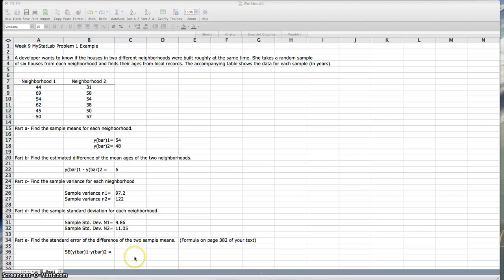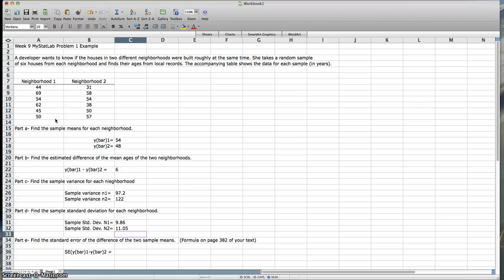So now let's move on to the last part of this problem. And the last part asks us to find the standard error of the difference of the two sample means. And I've written right here that the formula is on page 382 of your text. You may want to have that open as you're looking at this just so you can see it written out there, because I'm going to let Excel do it for us. But we're basically finding the square root of our variance divided by n, which would be 6 since we have 6 samples in our data, plus the variance of neighborhood 2 divided by the same thing, in this case 6, because there's also 6 there.